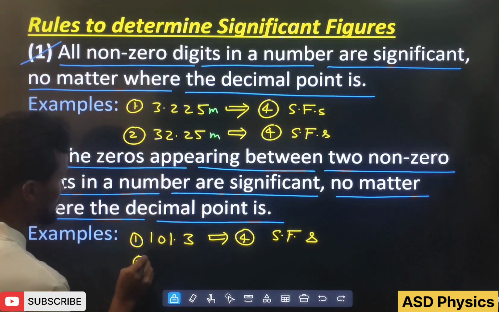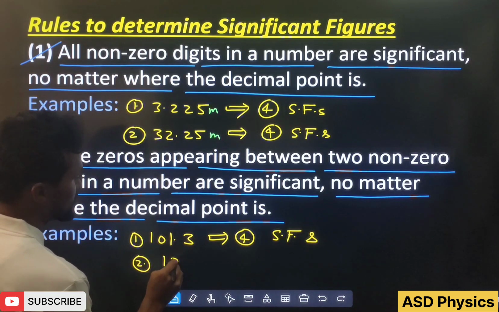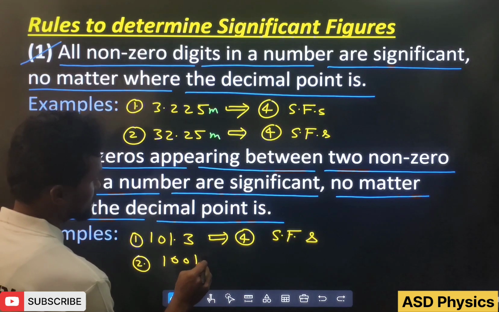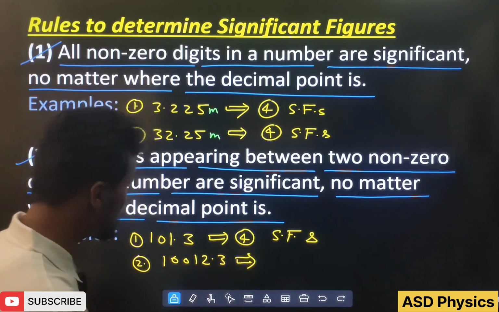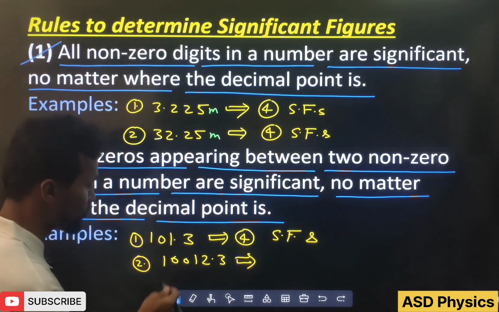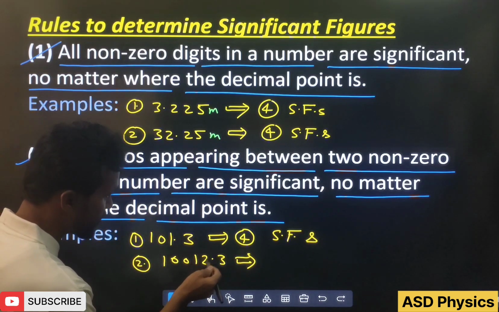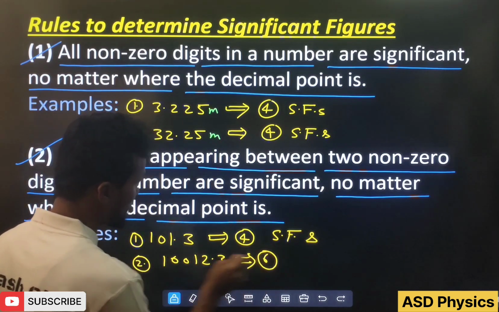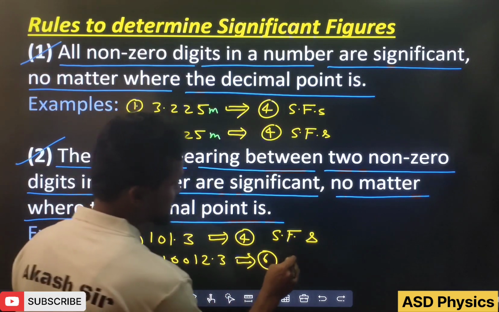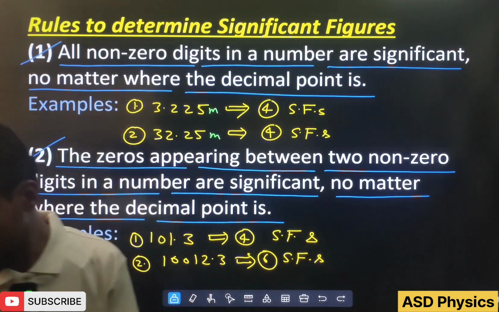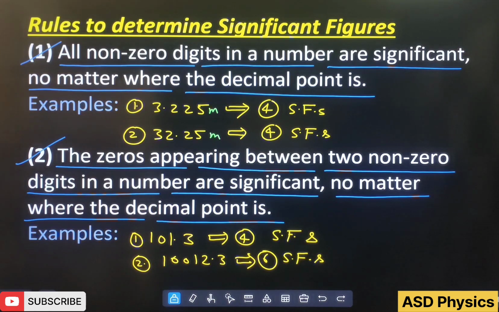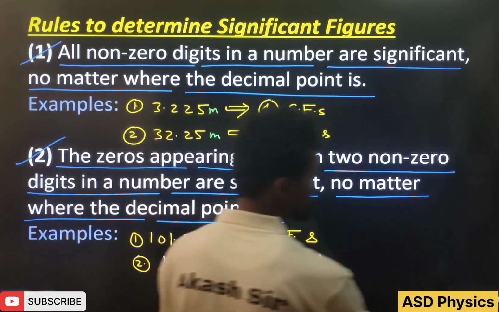Similarly, if I write 10012.3, how many significant figures are there? Even these zeros are also significant. So 1, 2, 3, 4, 5, 6. Just count the digits here. 6 significant figures are there. Kindly see very well, students, this one. Now we have covered the 2 rules. Okay, great.